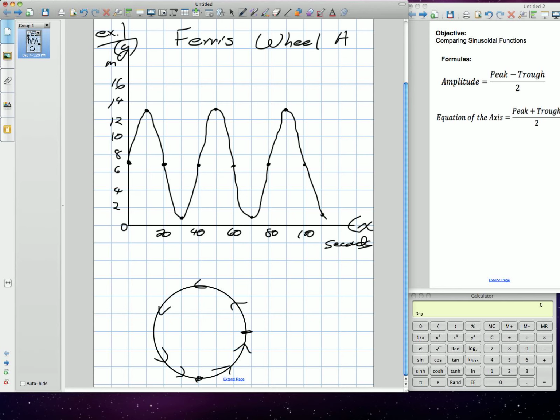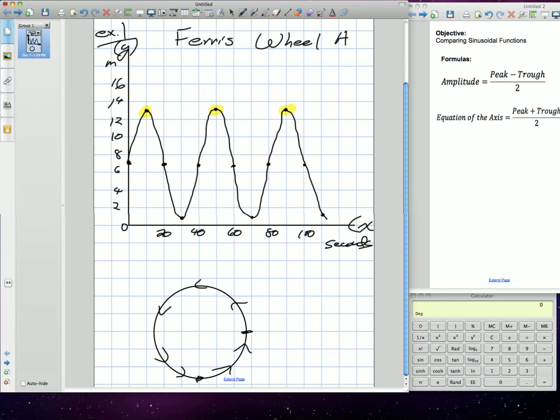Our Ferris wheel A. The question's asking us, at an amusement park, a math teacher had different students ride two Ferris wheels. Thomas rode Ferris wheel A, Ryan rode Ferris wheel B, which we'll get to after. A teacher collected the data and produced two graphs. Okay. Now in the first example, we need to first figure out what our peaks and our troughs are.